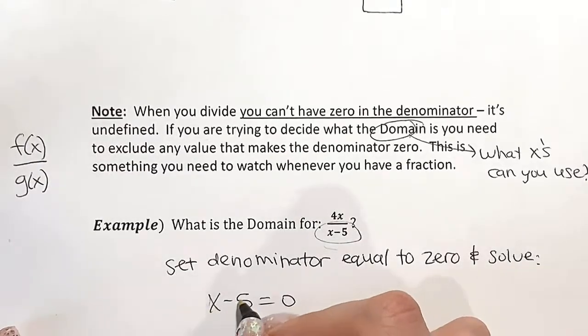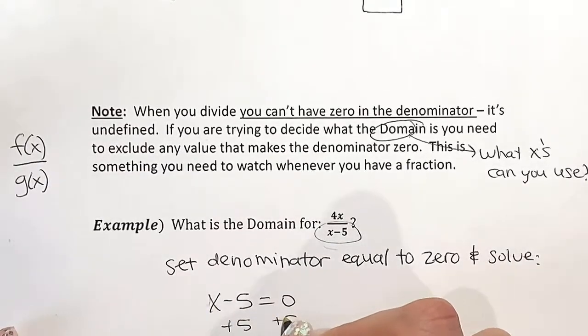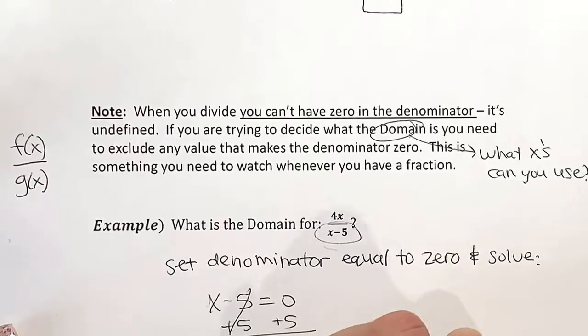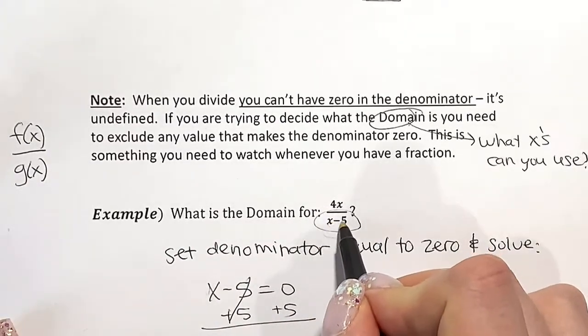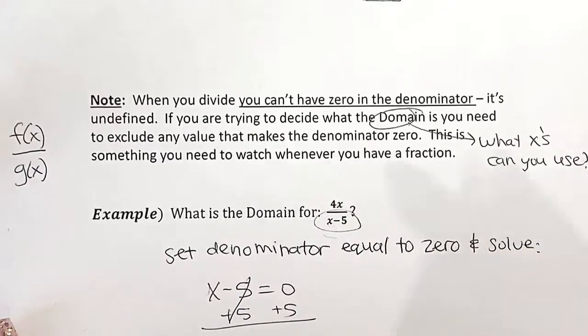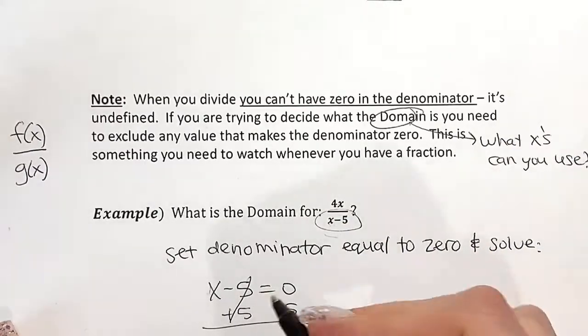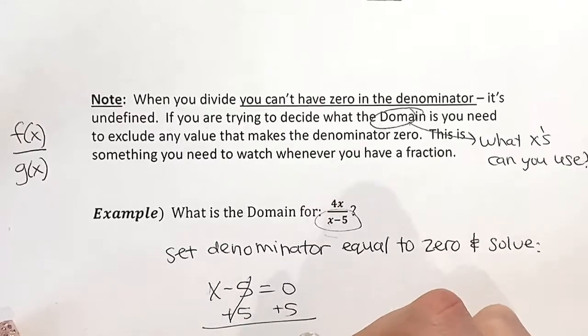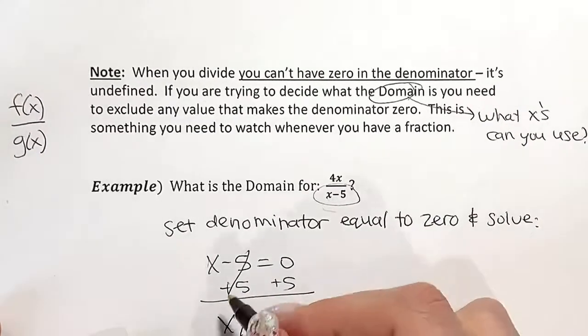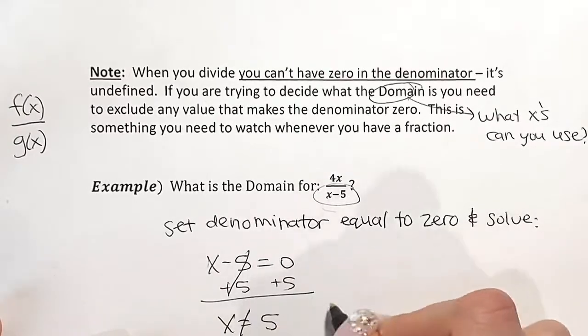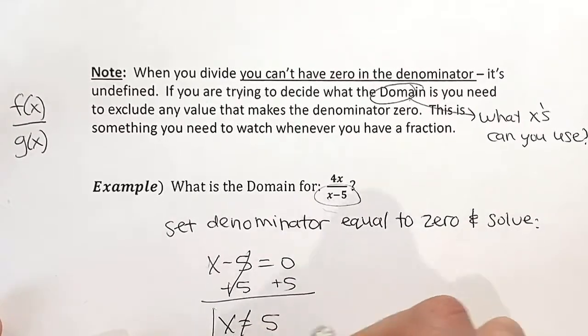So if I start solving for x, I would need to add 5 over. So those cancel and I get x equals 5, which makes sense, right? Because if I plug 5 in, I would get 5 subtract 5, which is 0. I can't have 0 in the denominator. So instead of saying x equals 5, we're going to say x can't equal 5. We're going to put that little line through it. So our domain is, x can be any number except for 5.